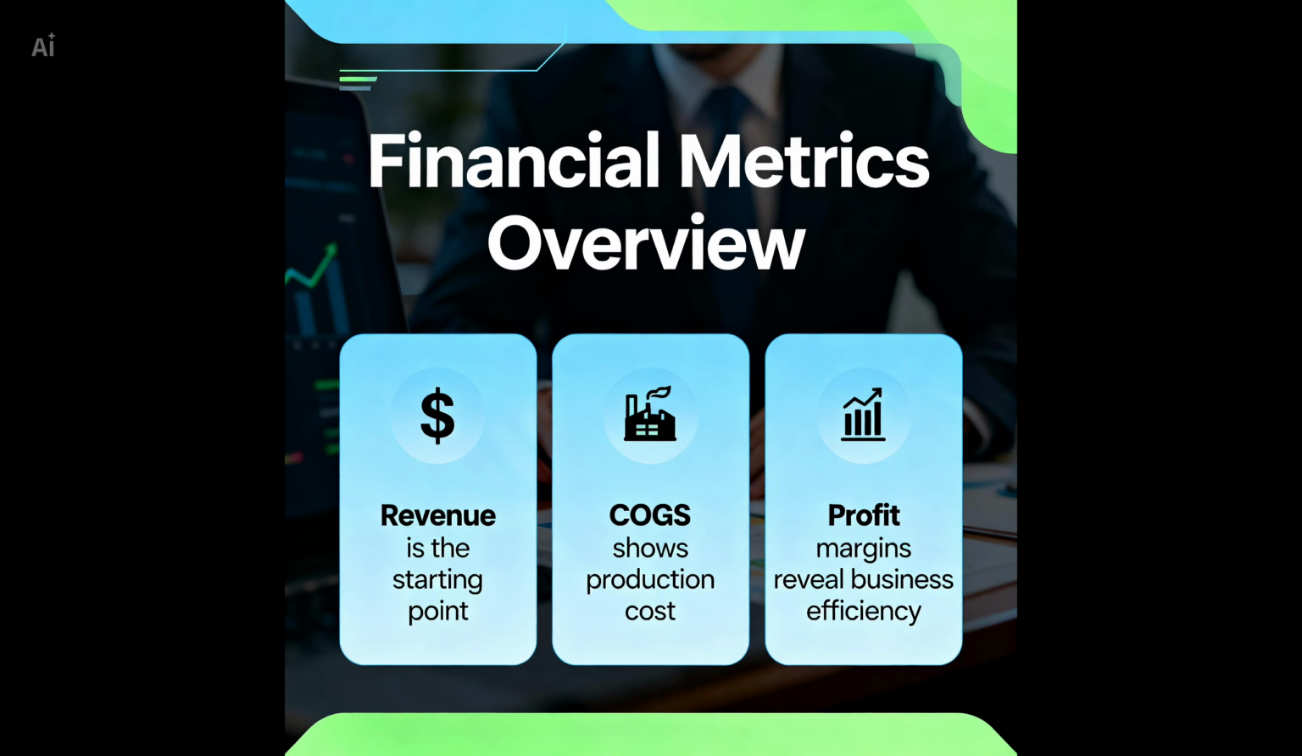So to wrap up, revenue is the starting point. It's basically just the total amount of money a business earns from selling its goods or services. COGS show the production cost, and profit margins reveal the overall business's efficiency. These three numbers together give you a powerful snapshot of a company's financial health.